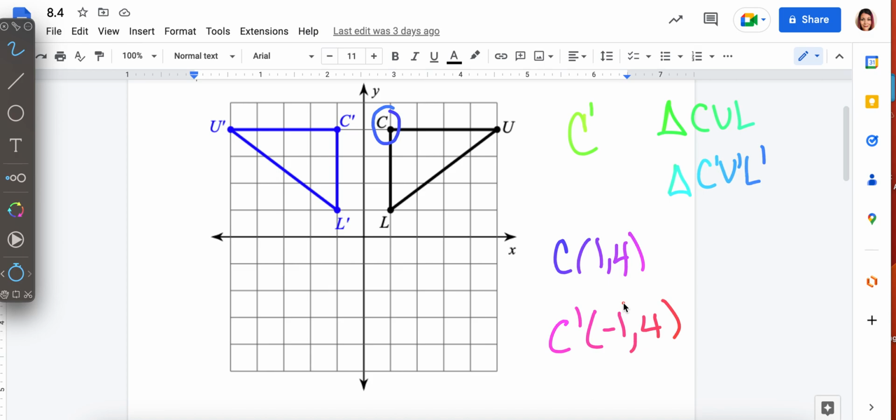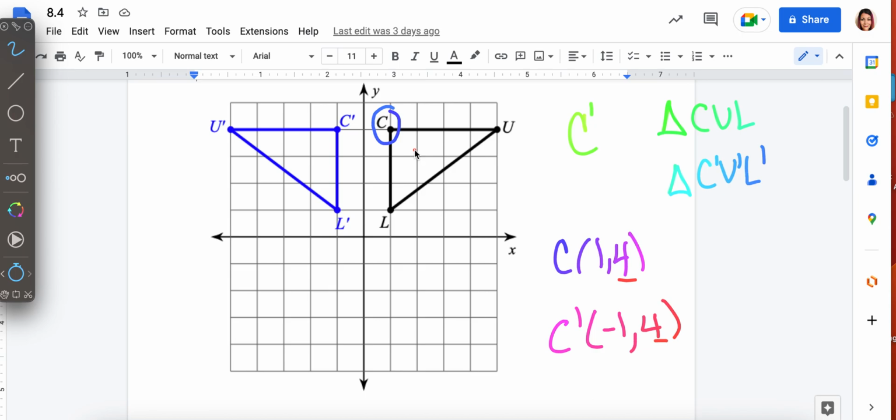Well, if you know all your translating rules, we can say that could have translated 2 to the left, right? Because 1 minus 2 is -1. But if we go to our y's, 4 minus 2 would be 2, but we have a 4 and a 4. So we know it's not translated. We can also see in the picture that it's not translated.